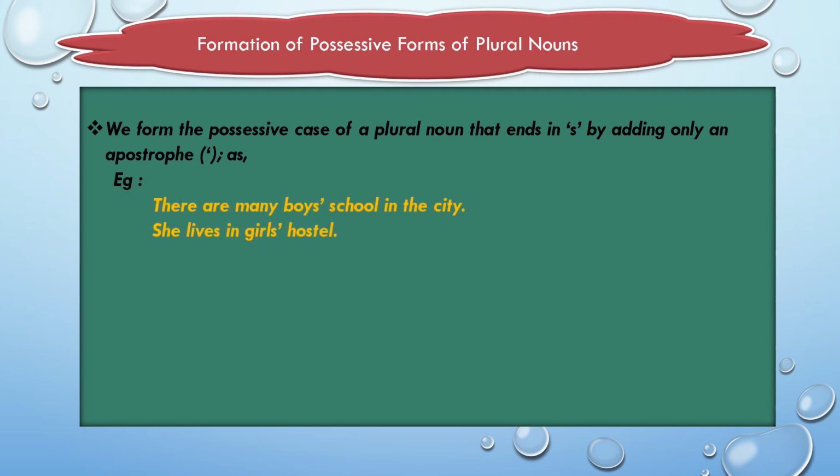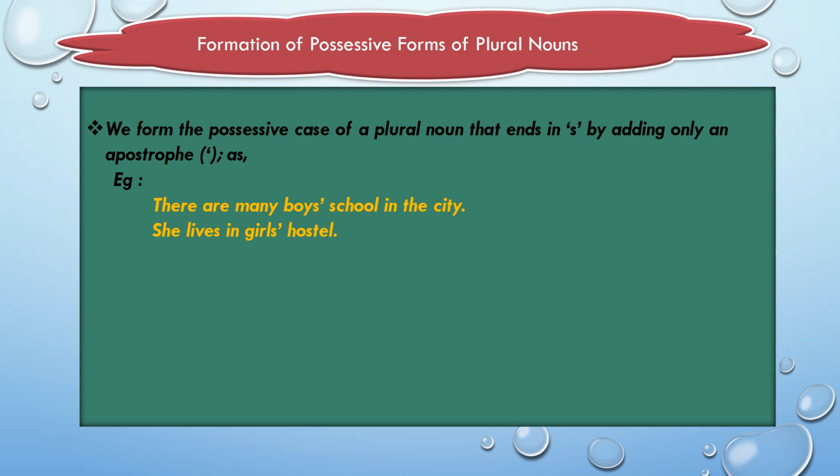As given in the examples, there are many boys' schools in the city. See, the school is not of one boy, no? Many boys are there. The school of boys. So, boys' apostrophe because boys is a plural noun. And to show the possession, we will add only an apostrophe. There are many boys' schools in the city.